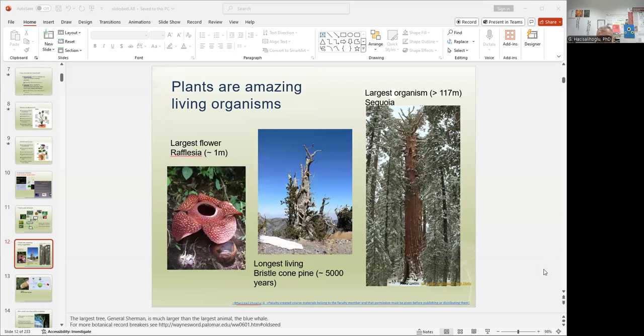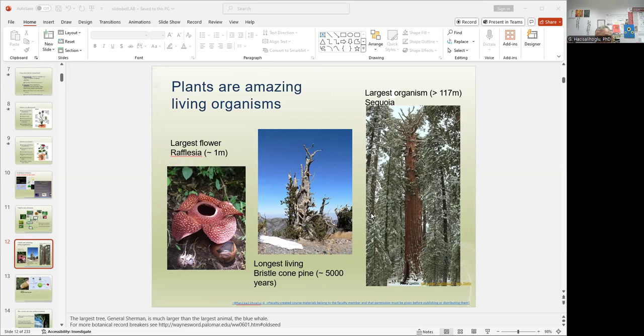So some statistics about plants in general. This is a plant here on the left side. You see Rafflesia, which is considered the largest single flower in the world, more than 1 meter in diameter. The picture you see here in the middle is considered the longest living organism, or plant in this case, which is called bristlecone pine.